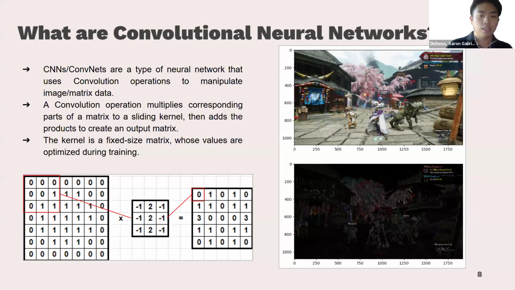So CNNs, or convnets, as some people would call it, are a type of neural network that uses convolution operations to manipulate image or matrix data. So as I'm sure all of you have a background in, images consist of 3 channels RGB, and those 3 channels have values between 0 and 255, right? And these image values are organized in a matrix, an X and Y matrix, width and height.